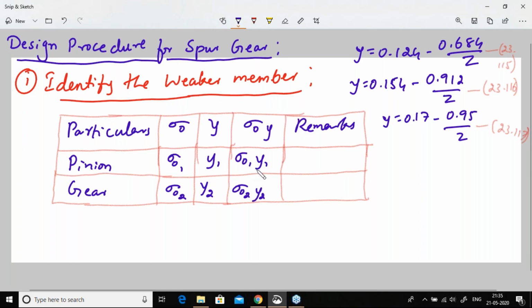Say if sigma naught 1 Y1 is lesser than sigma naught 2 Y2, it means pinion is weaker. At that time, design should be based upon pinion. If sigma naught 2 Y2 is less than sigma naught 1 Y1, at that time gear is weaker. At that time, design should be based upon gear. So always design should be based upon the weaker member. This is the first step.